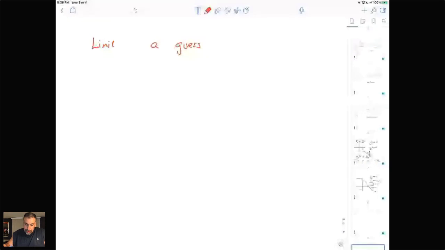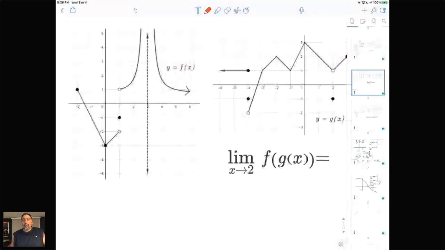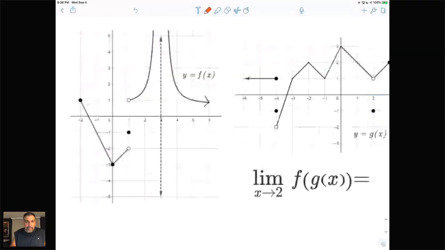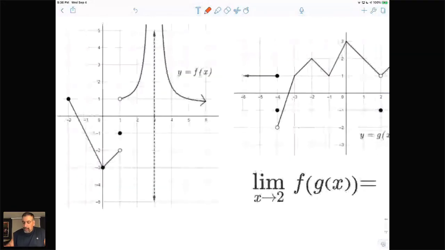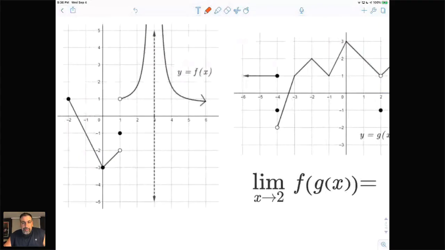So here's what I would like to look at for our next example. I hope this is large enough for you to see on your screens. I've got a limit here as x approaches 2. And this time we've got a little bit of a composition of functions.